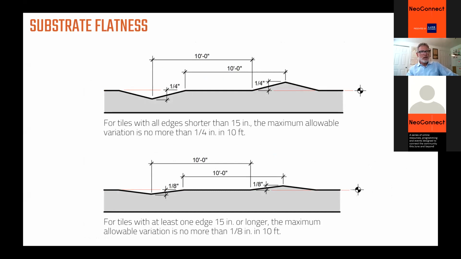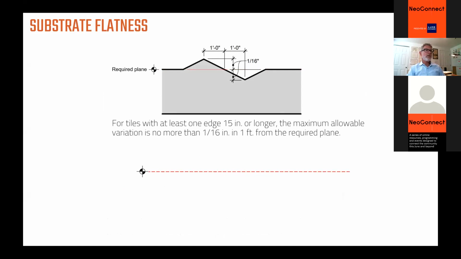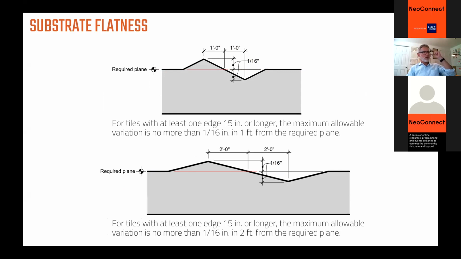So what happens here is the tile setter, before he or she lays that very first piece of tile, takes their 10-foot steel straight edge and drags it across the floor in all different areas of the floor or wall, in all directions. If you can see 1/4 inch of daylight under the straight edge, or 1/8 inch in the case of large format, then they are not to tile that surface. They have to prep the concrete or whatever the substrate is. There are additional requirements for drastic changes of plane: no more than 1/16 inch in 1 foot for small tiles, and no more than 1/16 inch in 2 feet for large tiles.